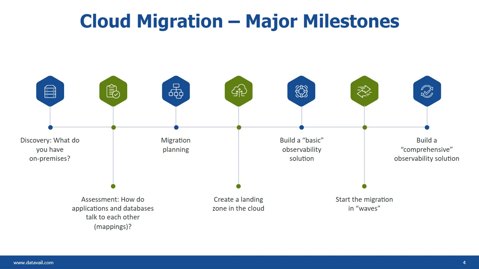Then you have to do some migration planning, and I will get to what that migration planning means in the next slides. And then you have to create a landing zone in the cloud, whether it's Azure or AWS: your virtual networking, keys management, identity and access management, all those aspects need to be created.